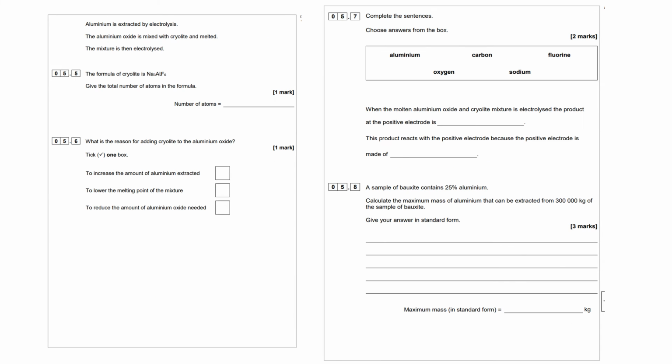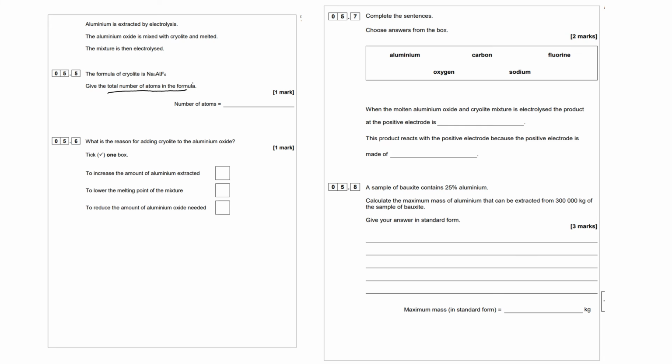The question carries on with aluminium. Aluminium is extracted by electrolysis. Aluminium oxide is mixed with cryolite and melted. They're giving you the formula of cryolite, which is Na3AlF6, and they're asking you for the total number of atoms in the formula. Now, number of atoms means how many of each of the elements you have. So there's two different things here.